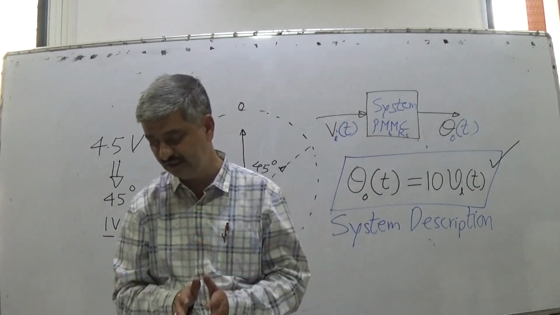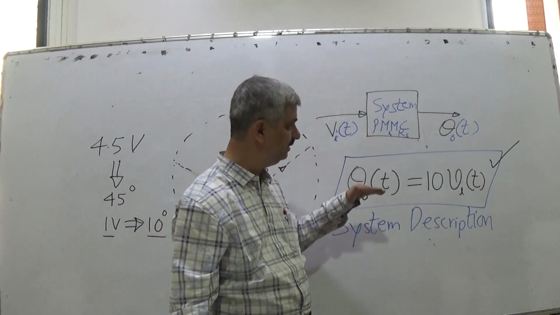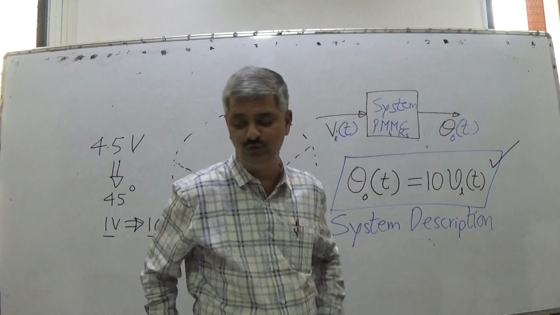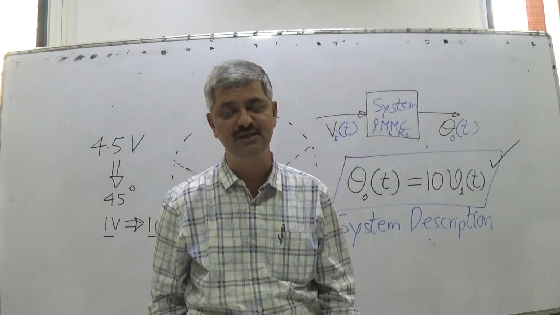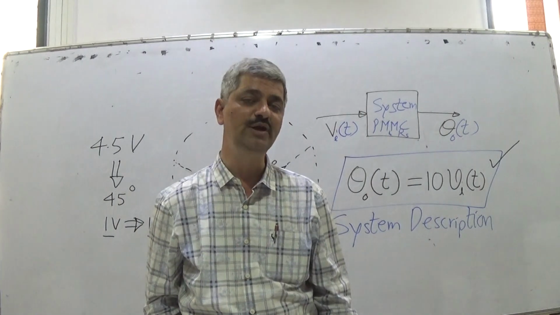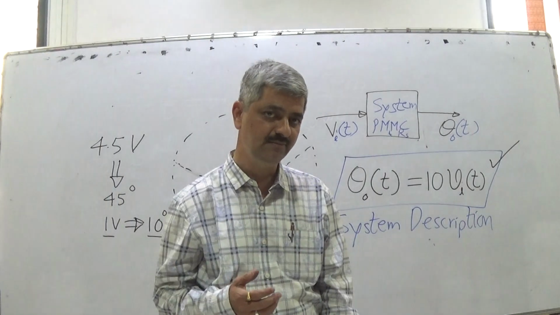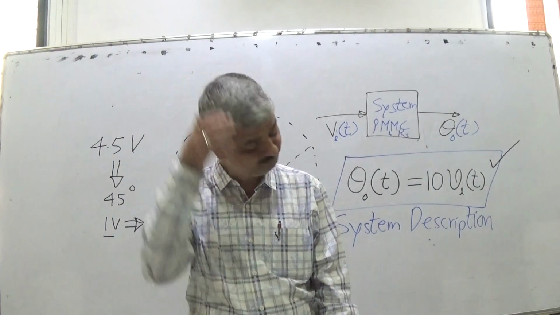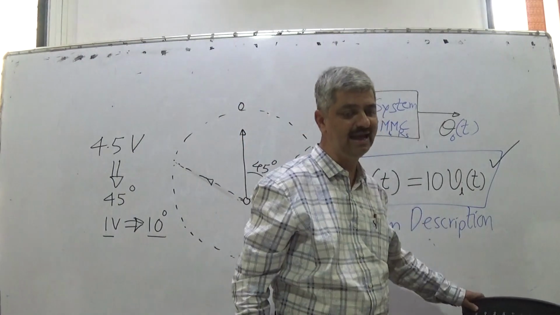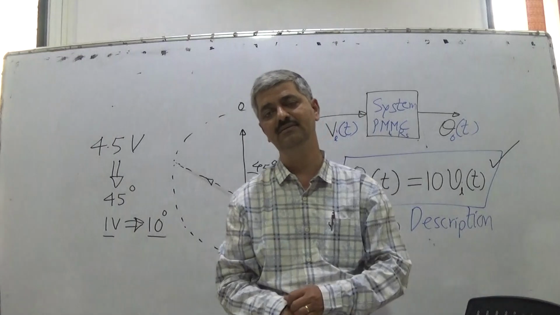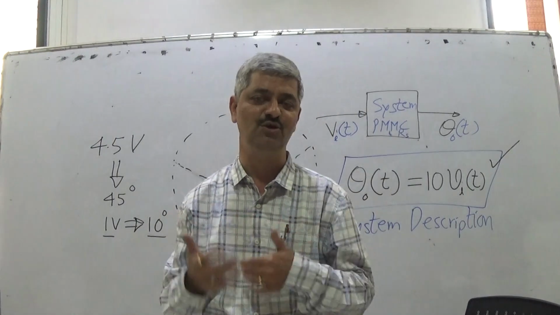Whether theta OT is equal to 10 into V in T is a correct description of the moving coil voltmeter or not is the question. You can pause, think, and then you can resume. Now, instead of answering it directly, I will create a situation which will give the answer on its own.